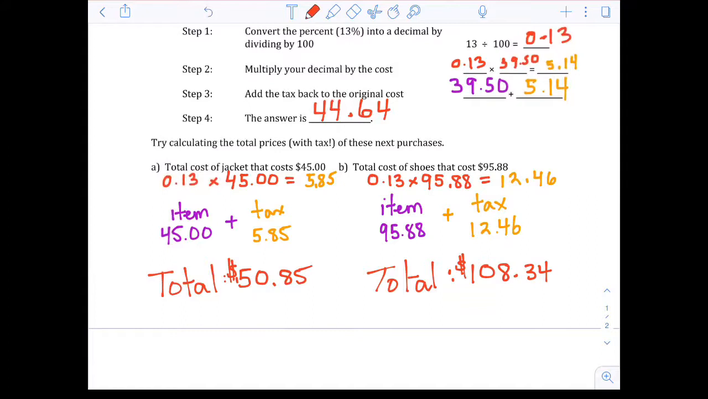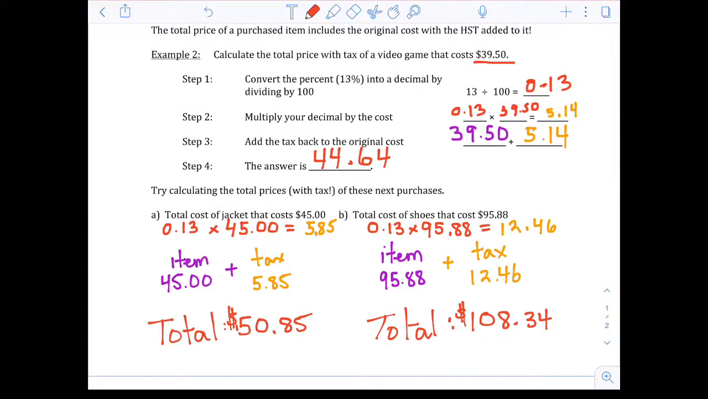And that's how we're able to calculate tax. Whether you're just looking for the tax or you're looking for the total of the tax plus the original item. So make sure when you answer some questions you pay attention to what it's asking for, whether it's looking for the total cost or just the HST or the tax. But that's the last one for today.